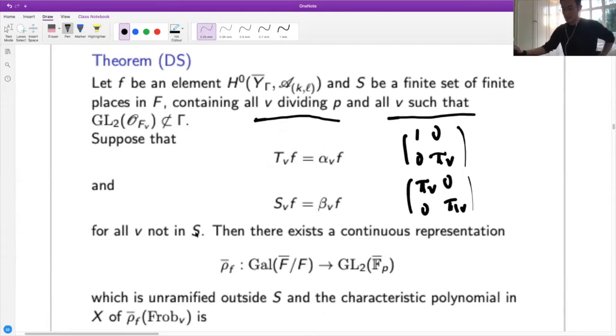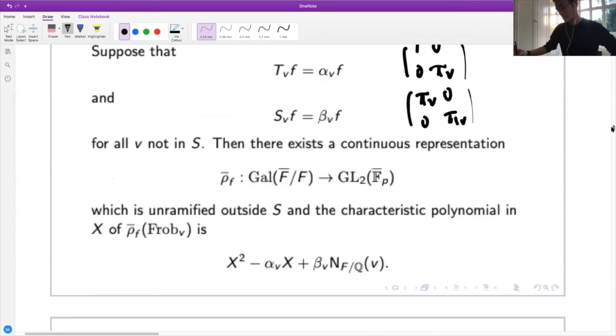And then the upshot is that there should be a mod P continuous Galois representation associated to F, which is unramified outside S, and its characteristic polynomial at v not in S of the image of Frobenius at v is what you think it should be, that degree 2 polynomial of this form, x squared minus alpha_v x plus beta_v times the norm of v.